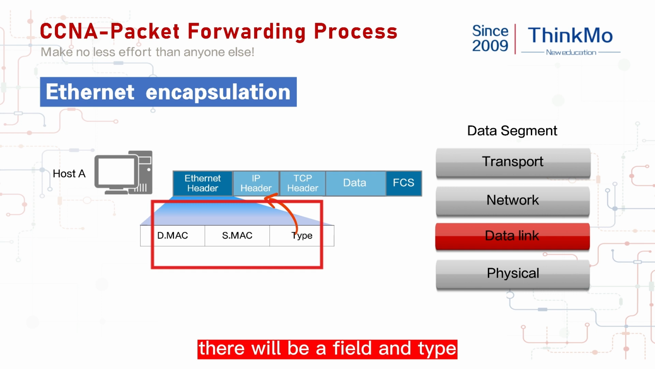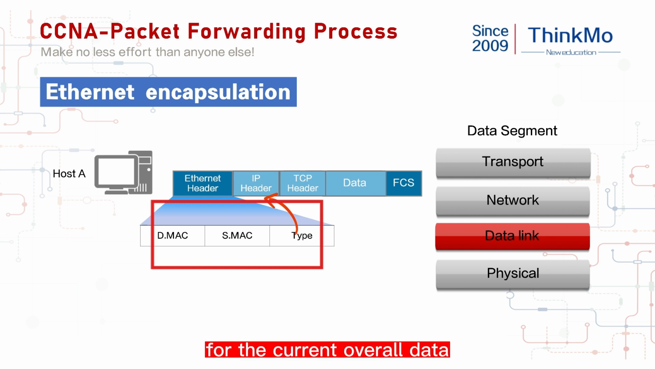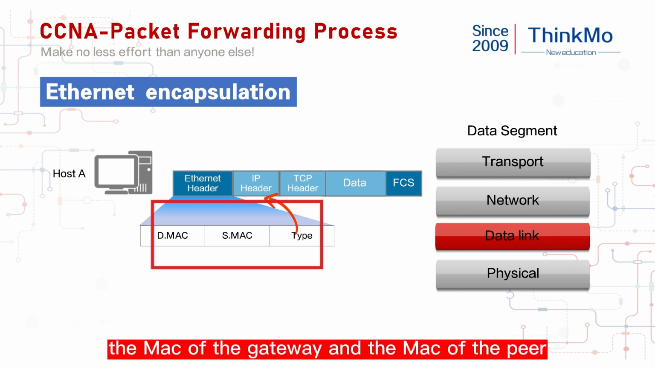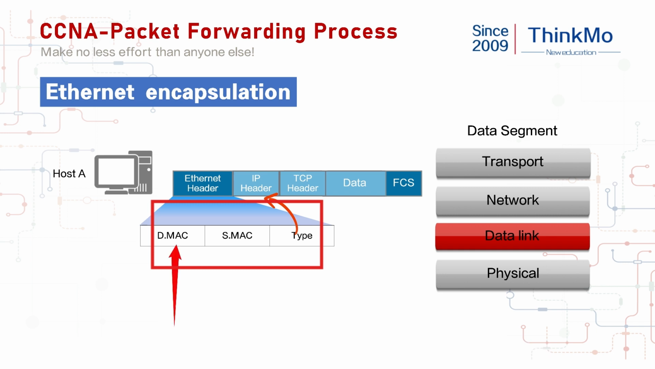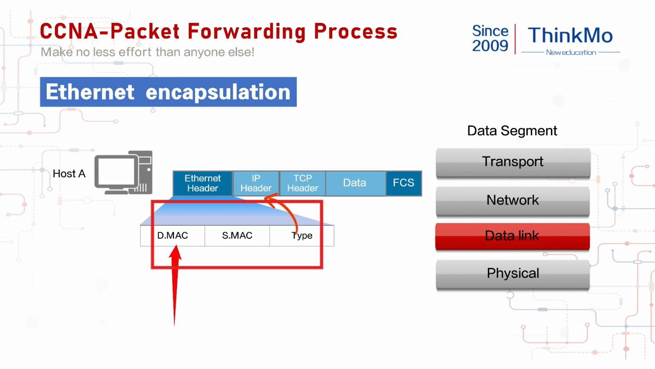There will be a field in type. It indicates that the upper layer is the IP protocol. For the current overall data, the MAC of the gateway and the MAC of the peer will fill in here. The source MAC is always the host's own MAC. This is always the case when host A sends data. The MAC of the gateway will be encapsulated here.